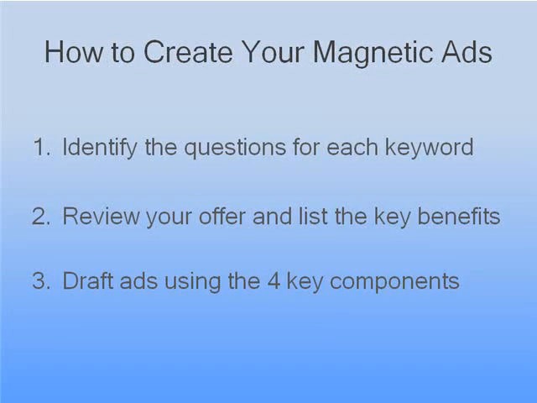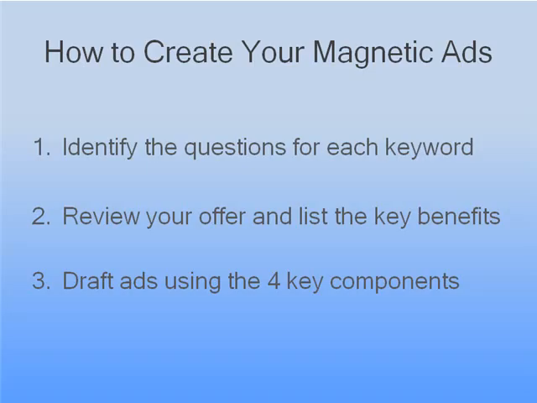Now let's talk about how to actually create your magnetic ads. The first step is to go through your list of keywords and identify the questions the prospect is asking when she is searching in Google. For example, when a prospect searches dentist in New York City, the question is most likely, where is the best dentist in New York City? Or, when and where can I schedule an appointment with a New York City dentist? The second step is to review your offer that you created in Module 5 and list the key benefits related to the questions being asked by the prospect.